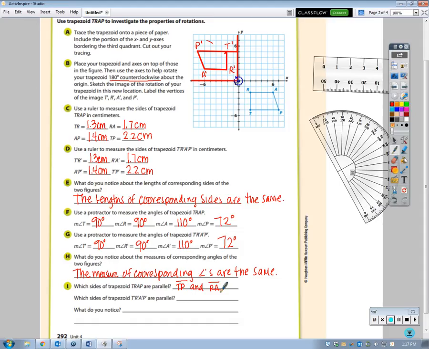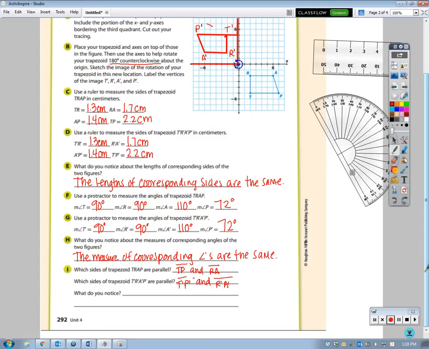And which of course wants us to find the corresponding parallel sides for our image. And that would be side T prime P prime and side R prime A prime. Those are also running parallel to each other. They have the same angles as their pre-image, so they should also be parallel. Oops, not TR, that should be side TP prime. Sorry, it's going off the page there. I'm a little off here. And so what do you notice? Well, the sides that are parallel in the pre-image are also parallel in the image.